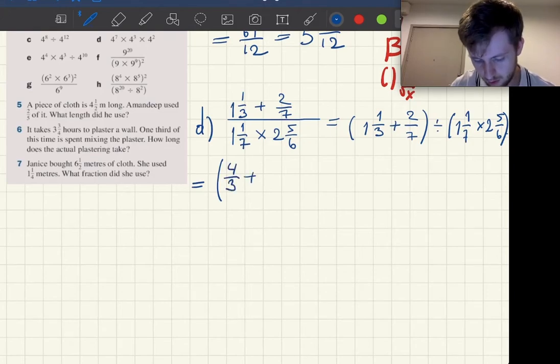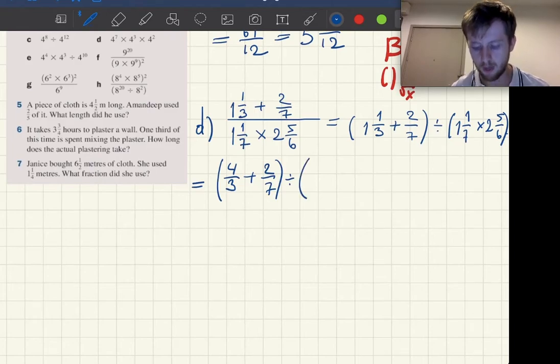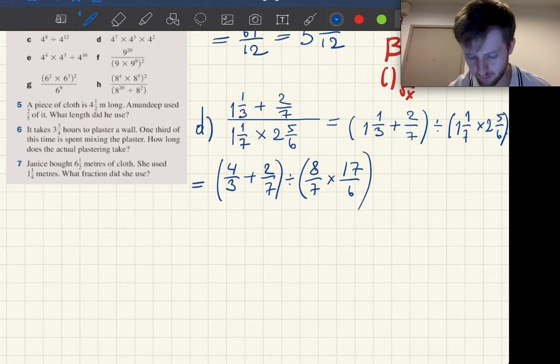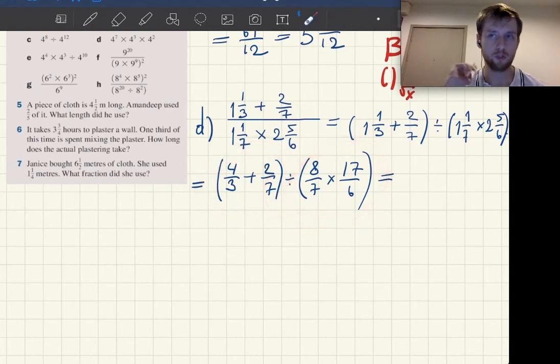4 over 3 plus 2 over 7, divided by, and 1 and 1 over 7, it's 8 over 7. 8 over 7 times 2 times 6 is 12, plus 5 is 17. So it's 17 over 6. Look at this interesting example. Okay, and now what we have to do is add this together, and we have to multiply this as well. Two things at the same time, kind of.